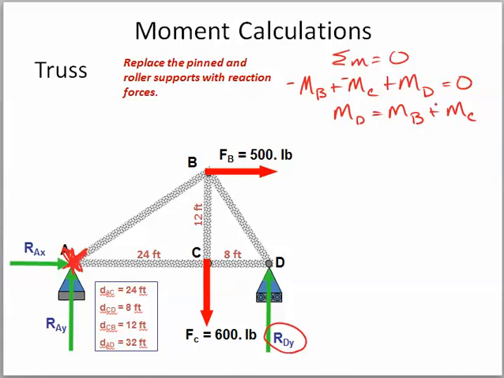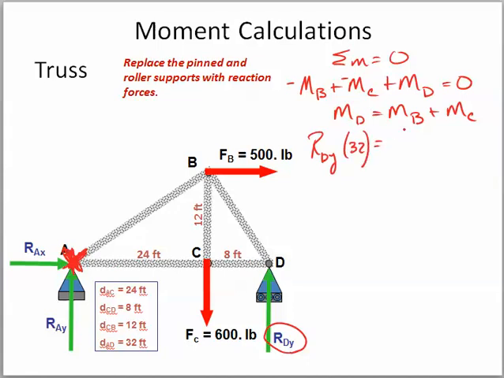I've got them moved to the other side now as I start to solve this equation. I've taken the negative ones, moved them to the other side, made them positive. So now it's just a matter of plugging in what we know. What is the moment at D? Well, that's force times distance. Over here, I don't know the force, so I'm going to put RDY times the distance. How far is its perpendicular distance away? Well, it's 32 feet away.